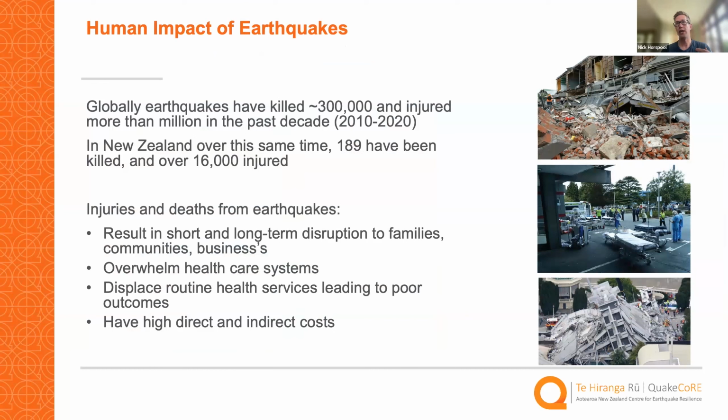So not only do they cause the human impact of those direct injuries and deaths, but injuries and deaths also disrupt communities through impact on families. If loved ones die or are injured, they can affect businesses with loss of staff, people not being able to work. They can overwhelm healthcare systems. So when we have these mass casualty events, it displaces routine healthcare services. And that can lead to poor health outcomes at a wider community level. And then, of course, we have the rehabilitation costs of injuries and deaths as well.